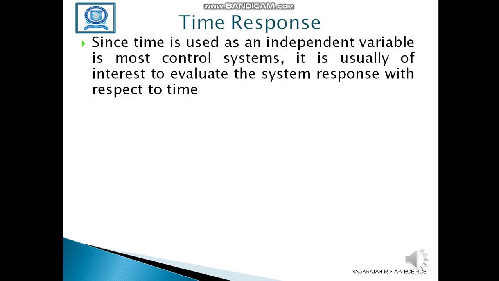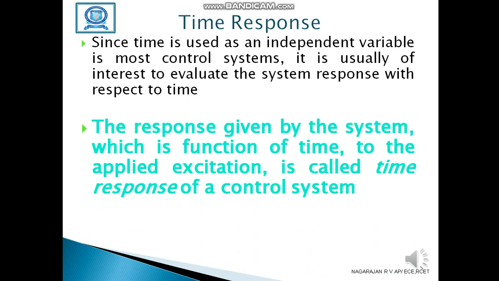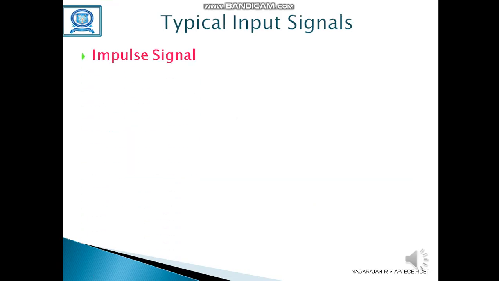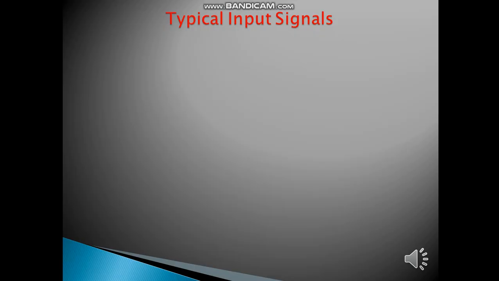Since time is used as an independent variable in most control systems, it is usually of interest to evaluate the system response with respect to time. The response given by the system, which is a function of time, to the applied excitation is called the time response of the control system. The typical input signals are impulse signals, step signals, ramp signals, and parabolic signals.